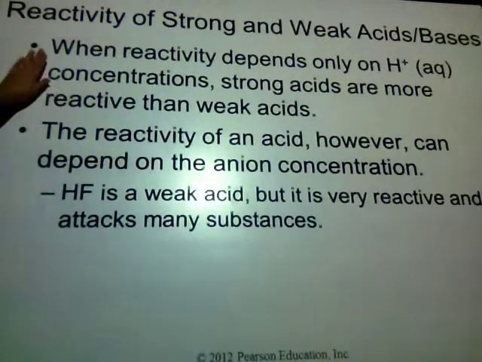So for the most part, we consider reactivity in terms of how many ions an acid can produce, or how many ions a base can produce. But sometimes it can depend also on the anion concentration. But we usually only think about it in terms of strong acids.